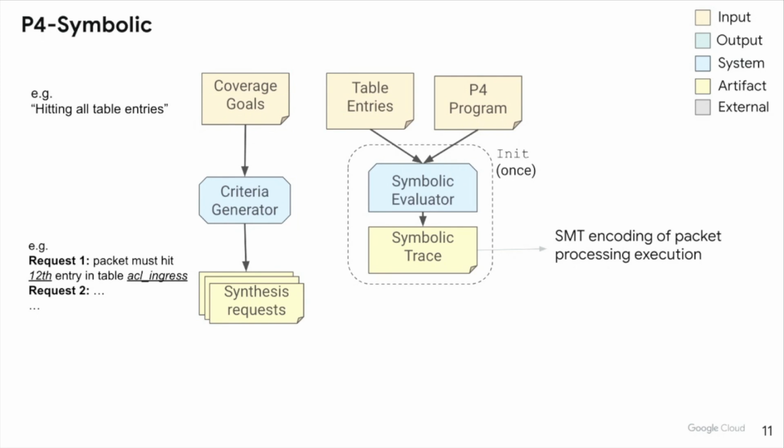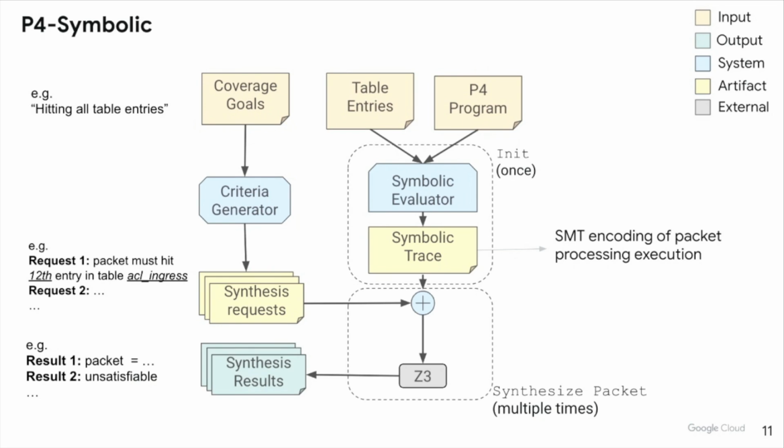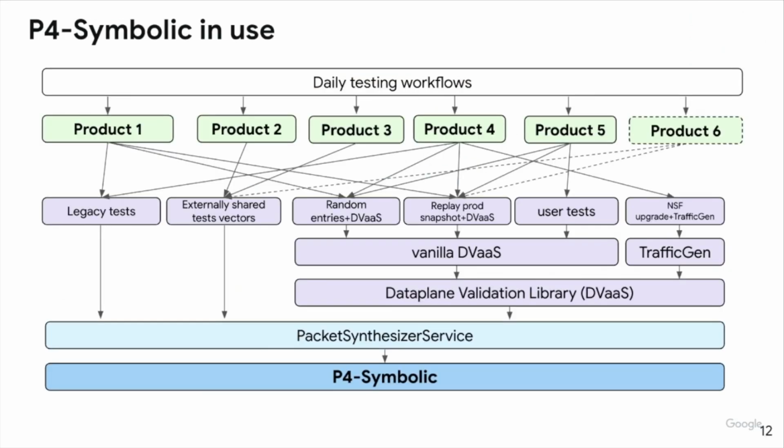And then for each of these requests, we combine the constraints from that request with our symbolic trace, and we give it to Z3 to see if it is satisfiable. If it is satisfiable, we extract a packet out of it and return it. Otherwise, we say that request is unsatisfiable. So that's basically how P4 symbolic works.